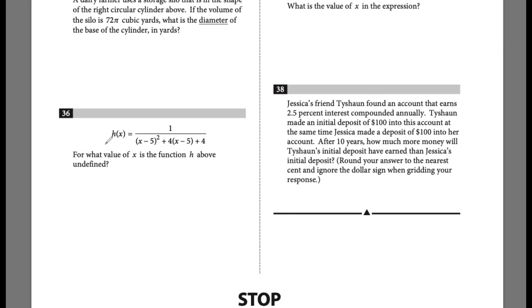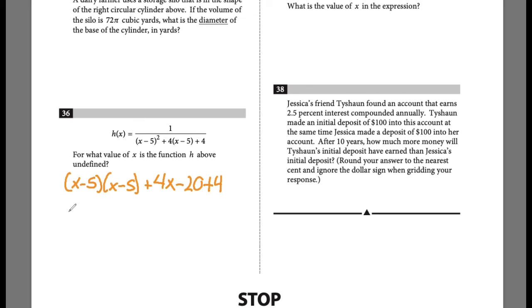Number 36. h of x equals 1 over (x minus 5) squared plus 4 times (x minus 5) plus 4. For what value of x is the function h above undefined? Where the function h is undefined is wherever the denominator equals 0. So we need to simplify this denominator and then set it equal to 0. The first step is going to be to FOIL this first binomial. So it's going to be (x minus 5) times (x minus 5) plus, we can distribute the 4, x minus 20, and then plus 4.